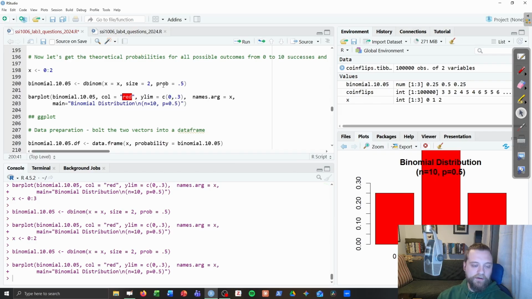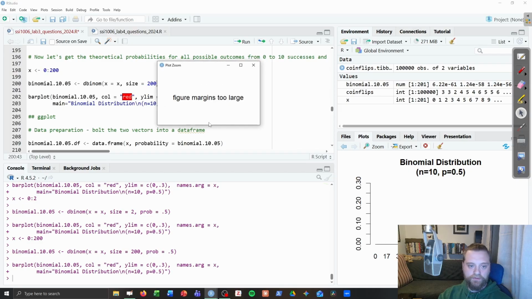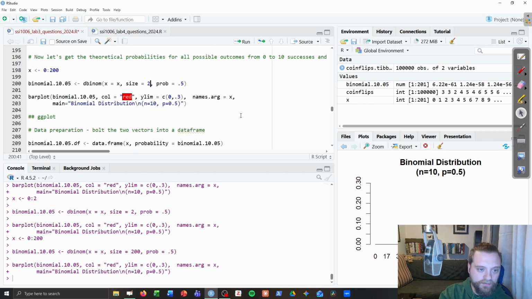So no matter how much we increase size, if we wanted to, let's also increase that size to 200. Our range of outcomes would now be 0 to 200. However we do this, you can see here that's going to generate the same basic data. This is a bit small. There you go. My figure margins are too big here even.